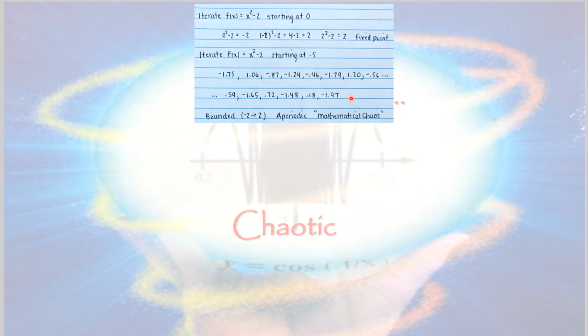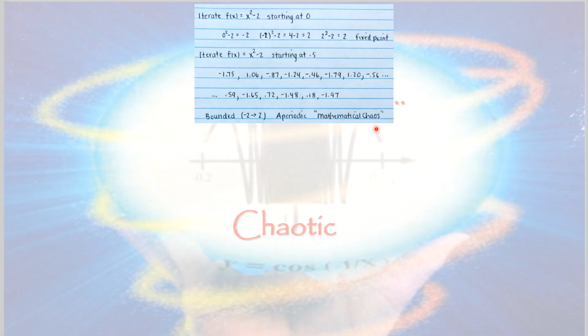In fact, these iterates never repeat. They just bounce around between negative 2 and plus 2. Now, never repeating without blowing up to infinity are two of the properties of what's called mathematical chaos, which is what we've got here, a new behavior.